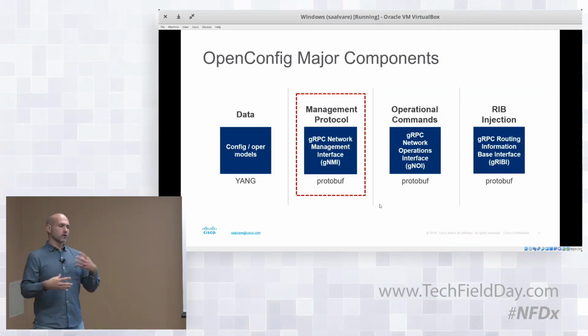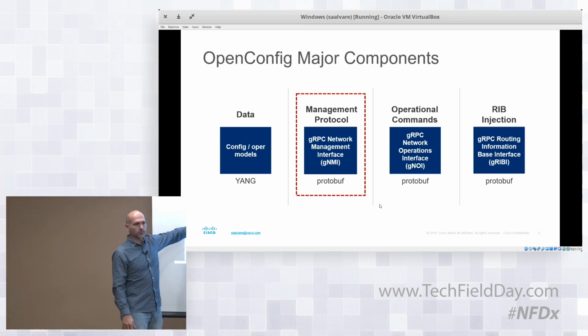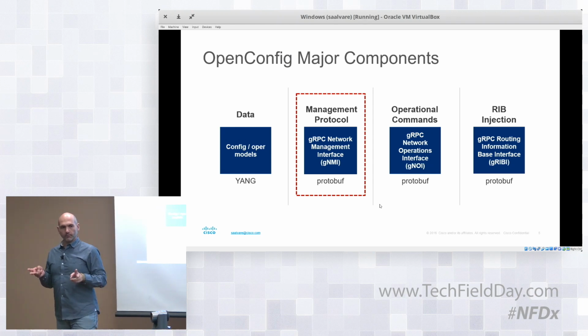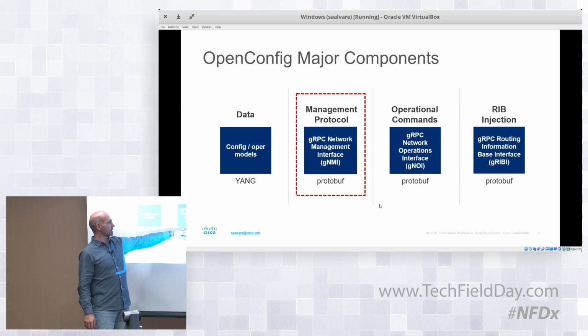Where does gNMI fit within the story of OpenConfig? OpenConfig group as a consortium of service providers that started defining data models. They wanted to define vendor-neutral configuration for BGP, vendor-neutral configuration for interfaces, et cetera, et cetera. So that's the initial work that they pursued. At some point, they decided that they wanted to have their own management protocol. Okay, and that's what gNMI is.